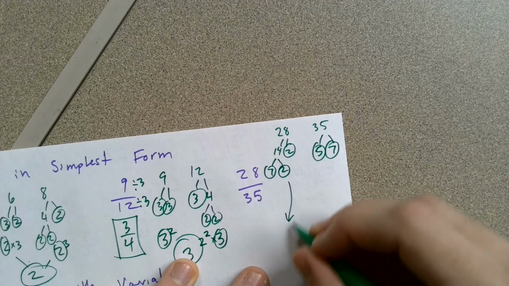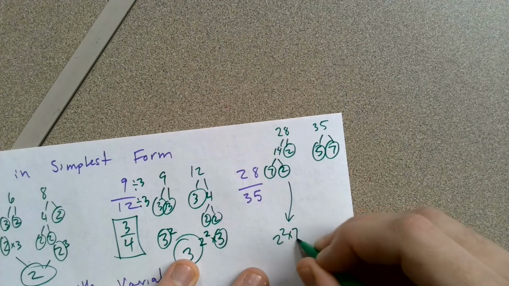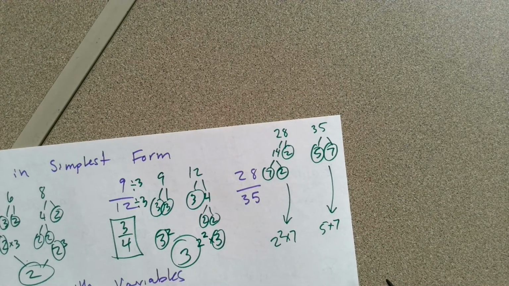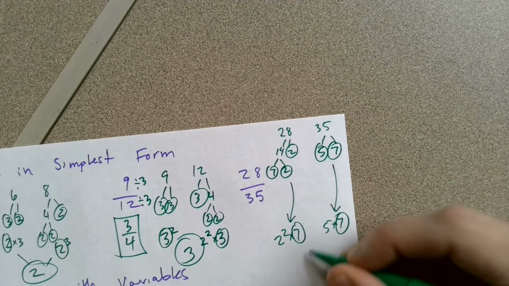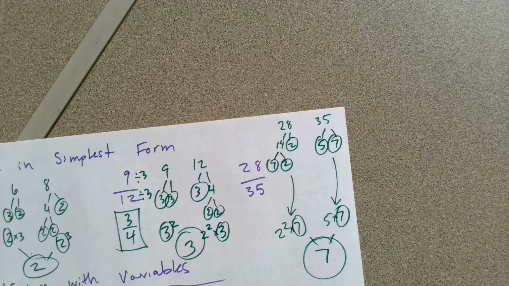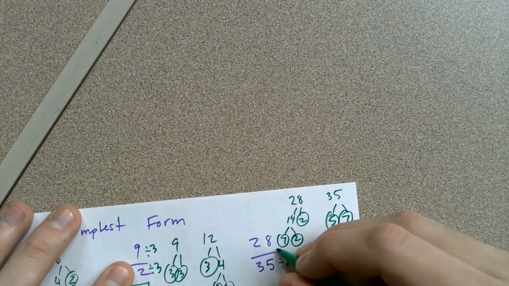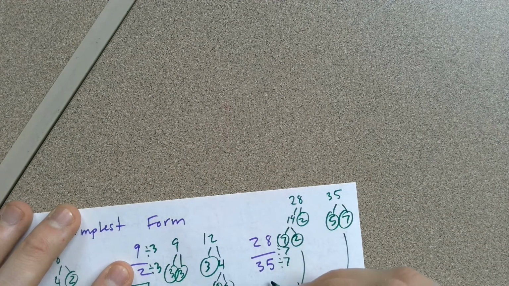Okay, what do they have in common? This one would be 2 squared times 7. This one would be 5 times 7. I'm looking for common. They both have a 7, I see. 7 is our greatest common divisor. Divide each by 7. Gives us 4 over 5. That's our simplest form.